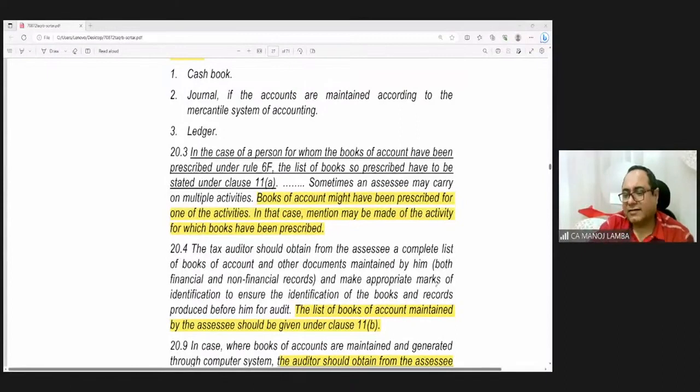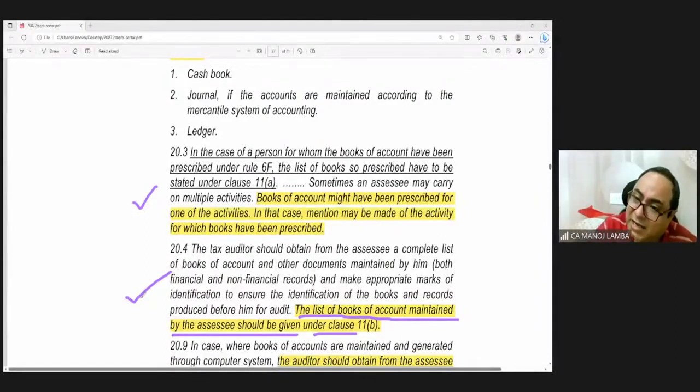Point B is asking that the list of books of account maintained by the assessee should be given. Here, what books of account are prescribed? Generally, no. Only yes in the case of specified professionals as mentioned in sub-section 1 of section 44AA. But everyone is maintaining books of account. If you're doing business and your accounts are liable for audit, you are maintaining certain kinds of books of account. What books of account you are maintaining, that is to be mentioned in 11B.